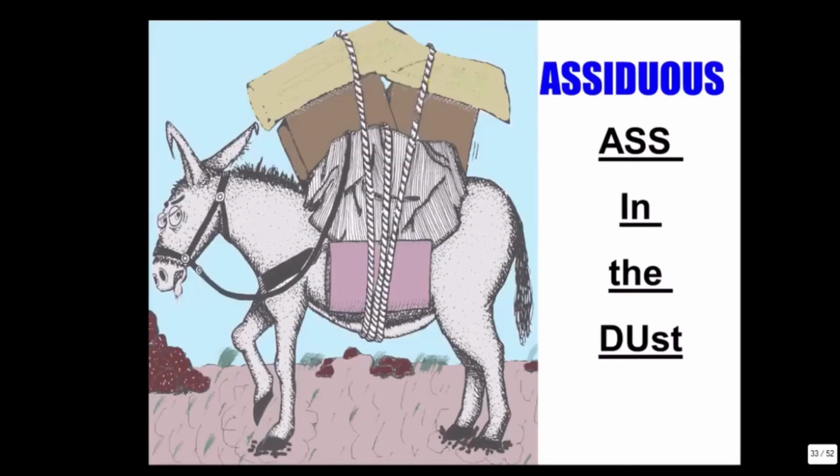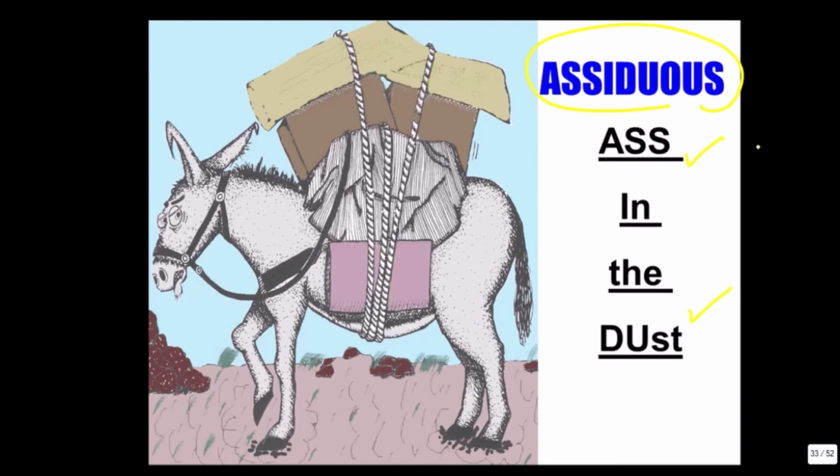Let's see, for example, you have a word like assiduous. And we say assiduous is ass in the dust, a donkey in the dust working very hard. So assiduous means hard working, working very, very hard towards something. That's not all. We'll also learn the sentence making around it, some synonyms and some antonyms, so that you can remember a cluster of words around it.